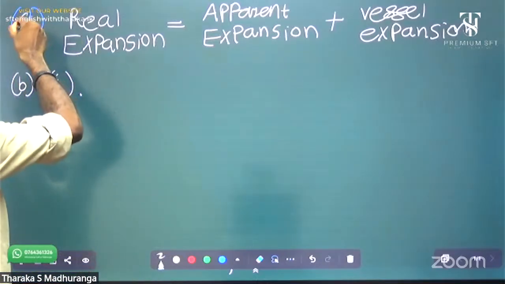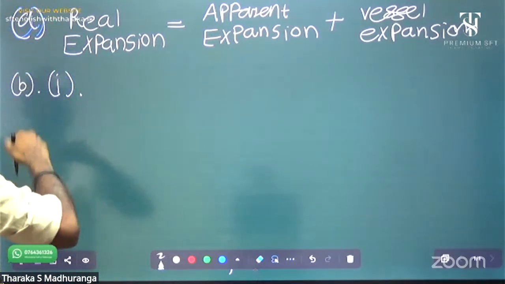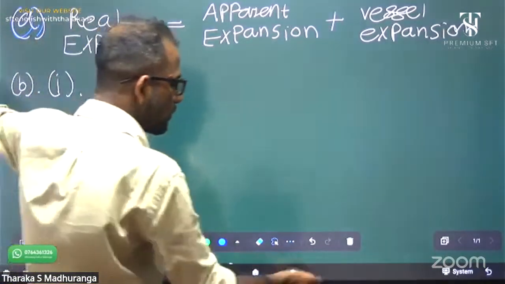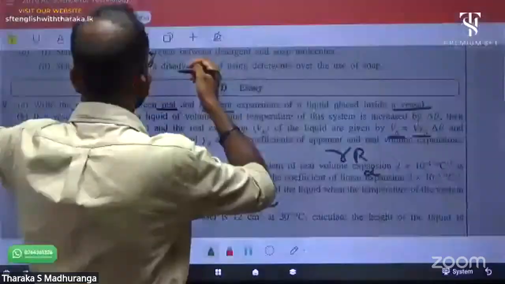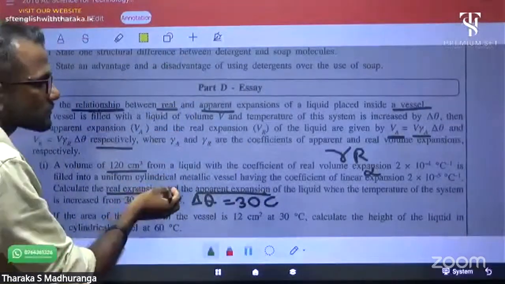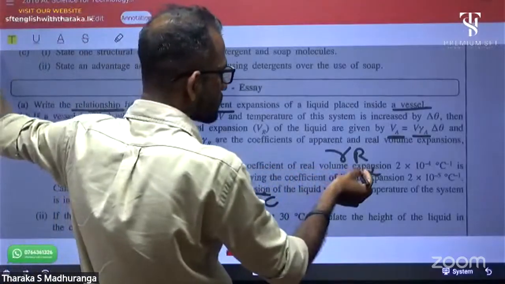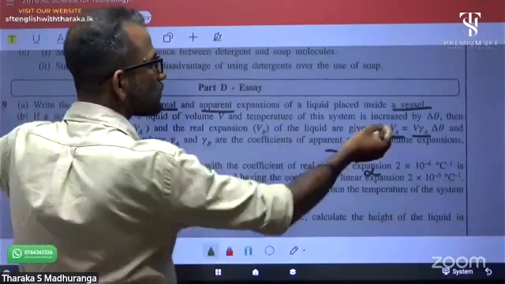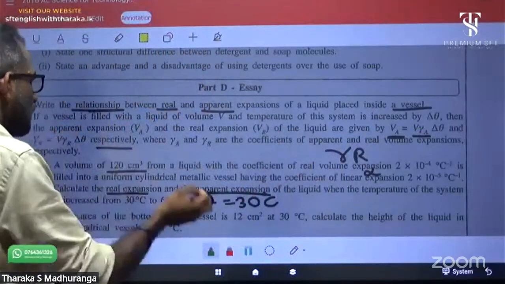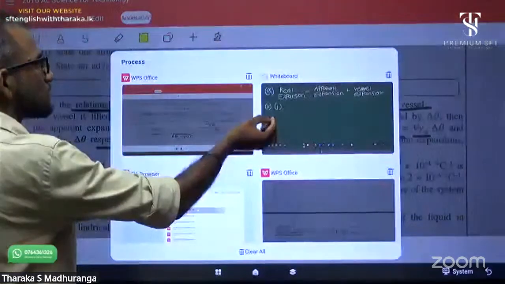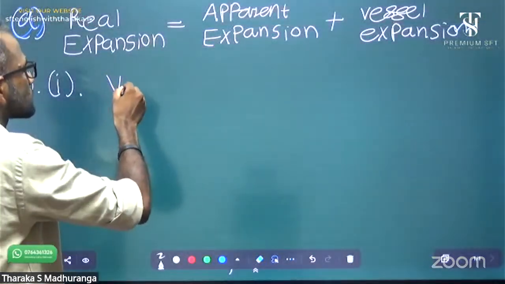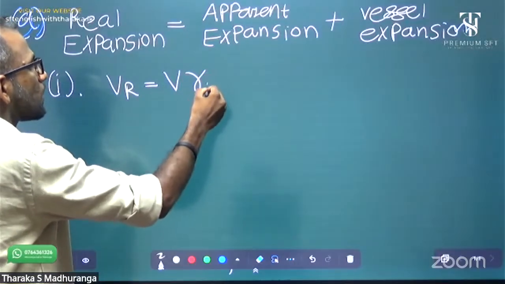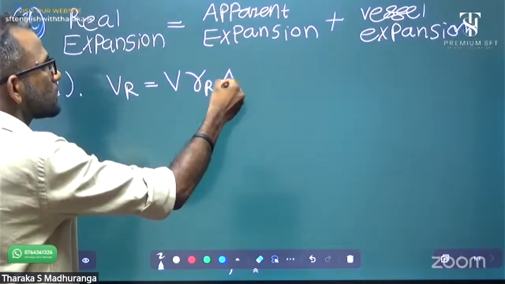Okay, it is part A. Now, how to calculate? The question asks for the real volume expansion, and the coefficient is given. Then we can calculate the real volume expansion V_R equal V gamma_R delta theta.